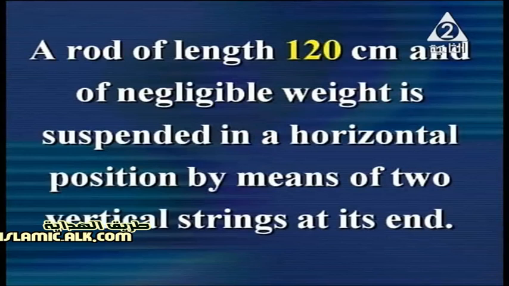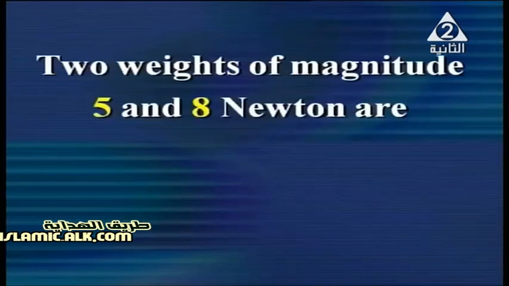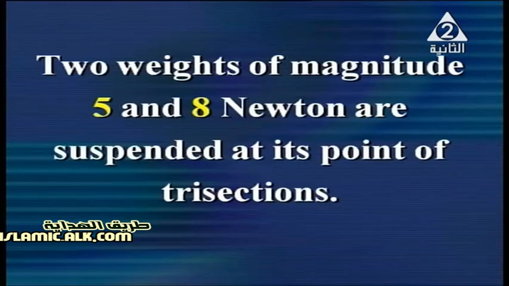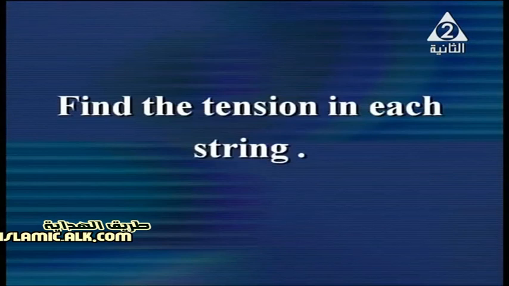Another example. A rod of length 120 centimeter and of negligible weight is suspended in a horizontal position by means of two vertical strings at its ends. Two weights of magnitude 5 and 8 Newton are suspended from it. Find the tension in each string. Remember, find the tension in each string.